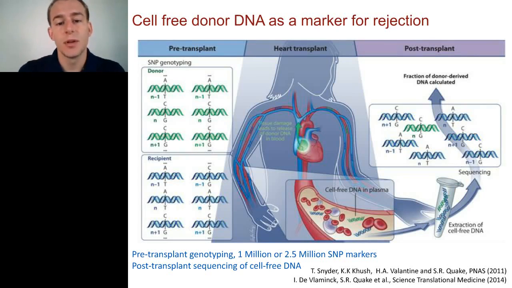And the idea is simple here. The idea is that when rejection occurs, there will be damage to the graft, and as a consequence, cells within the graft will die and their genomes will end up in the bloodstream.